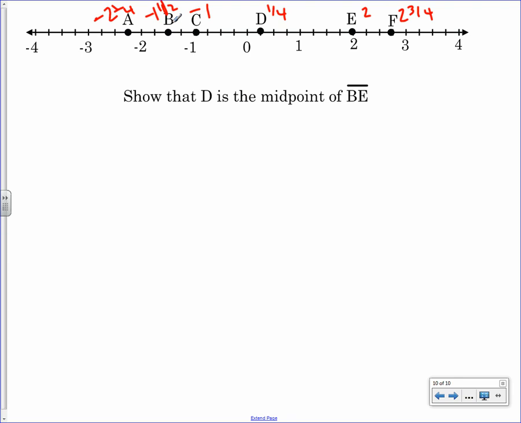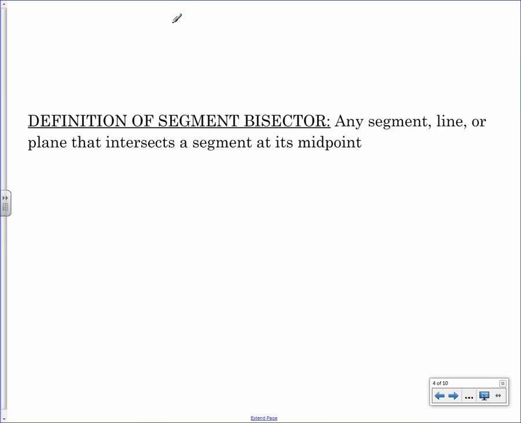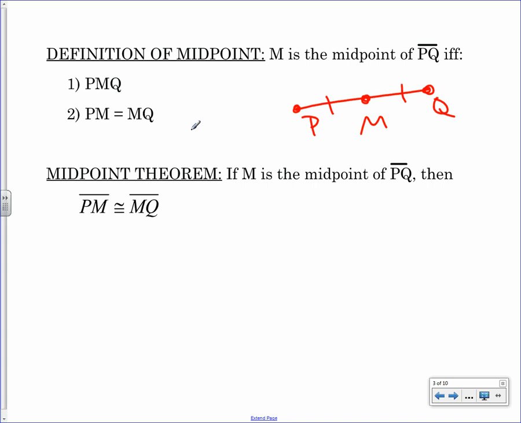Okay, so show that D is the midpoint of line segment BE. Yesterday, they said show that D is between B and E, right? Today it says midpoint. So what that means is we have to do everything we did yesterday, because if we go back to what it means to be a midpoint, first it has to be between the two letters, okay? And they have to be equal lengths. All right, so you have to have both things.